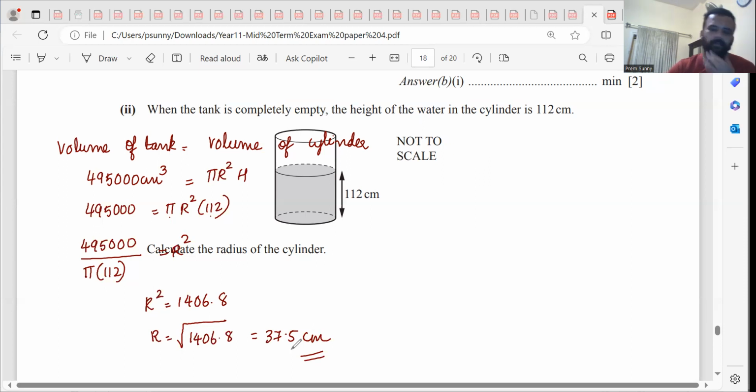So we are done with the second part. Here what we did was just equating the volume of tank with the volume of cylinder. Moving on to the next part of this.